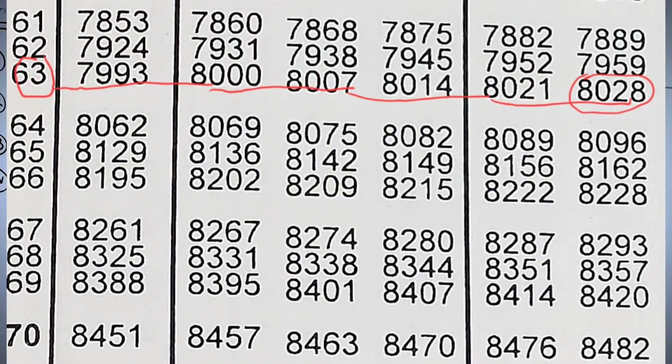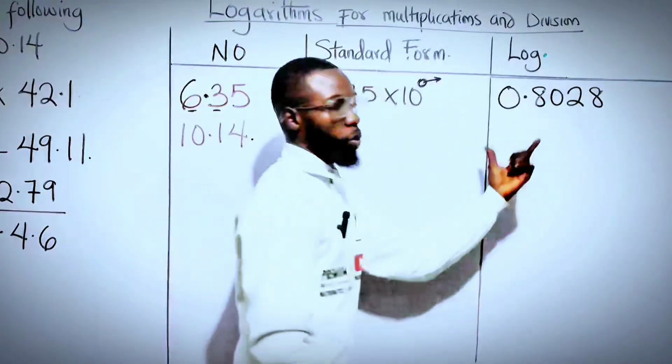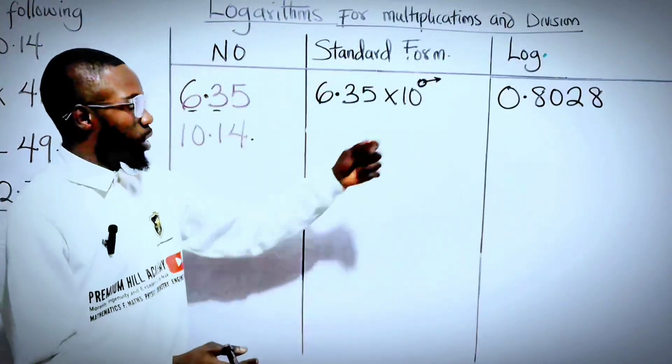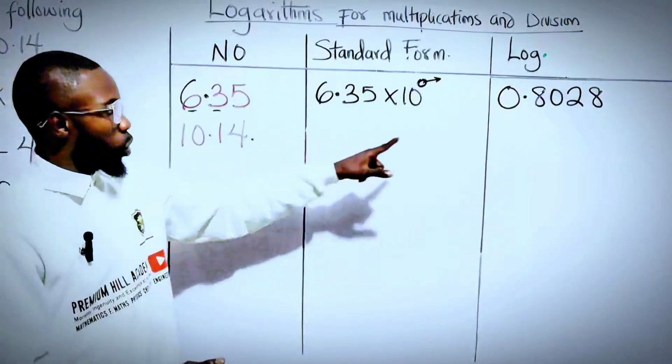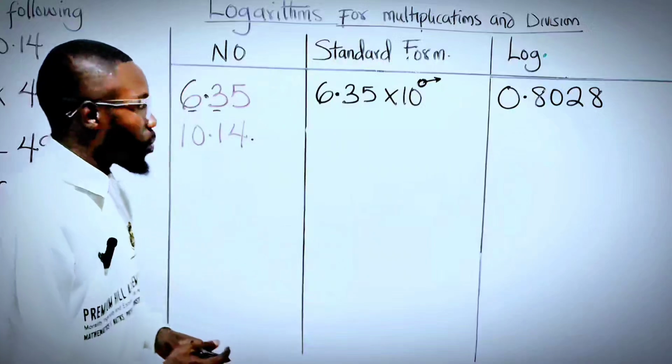On your logarithms table, look at log 63 under 5. If you look at the logarithms table on your screen, log 63 under 5, you're going to get 8028. That's for the first one.